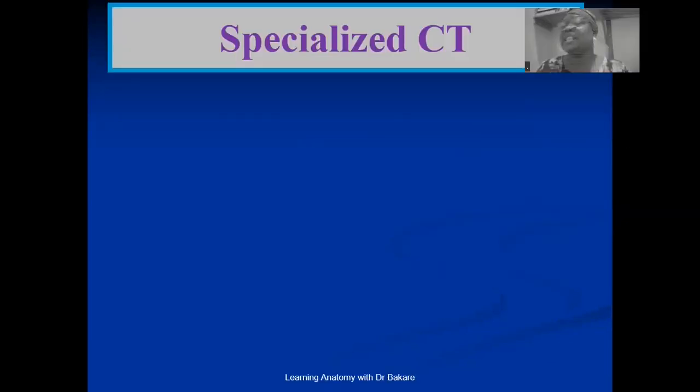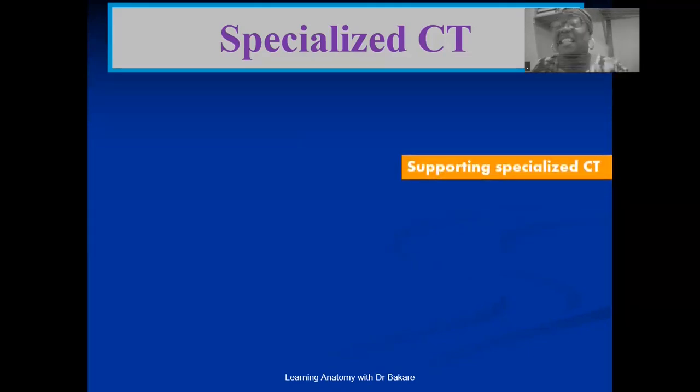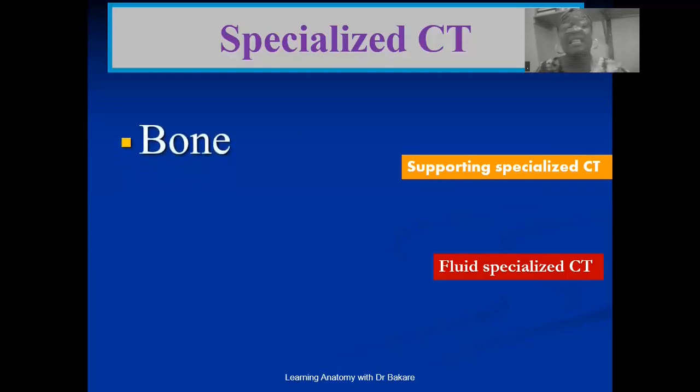Let's go to the specialized type of connective tissue. We say that this type of connective tissue is not seen to have the general orientation of connective tissue. They are specialized because they have distinct types of cells and distinct types of extracellular matrix. And this is why they are classified as a specialized type of connective tissue. We have two types. We have the supporting specialized type of connective tissue, and we have the fluid specialized type of connective tissue. For the supporting specialized type, we have bone and we have cartilage.